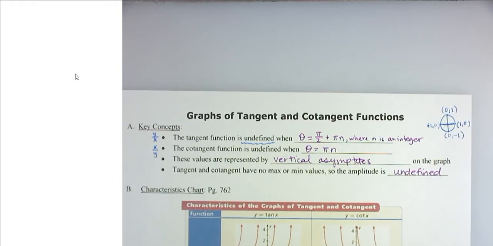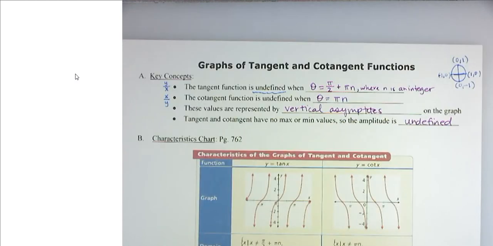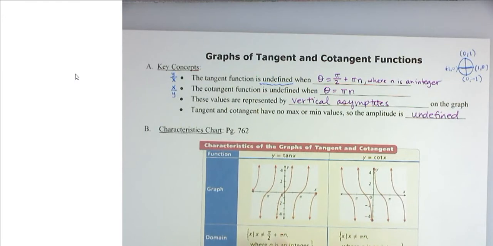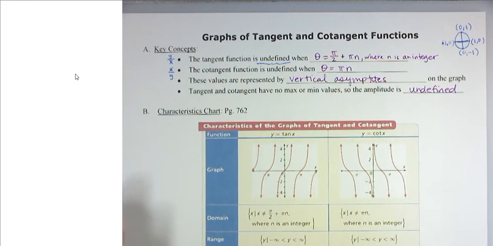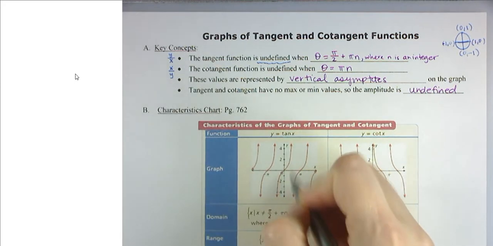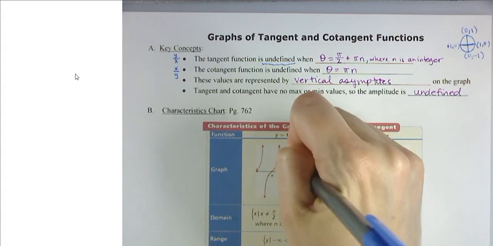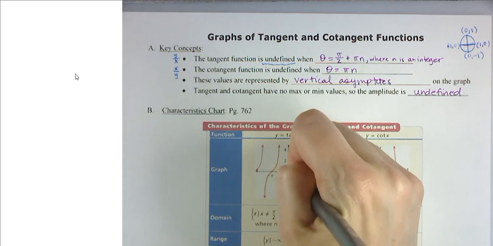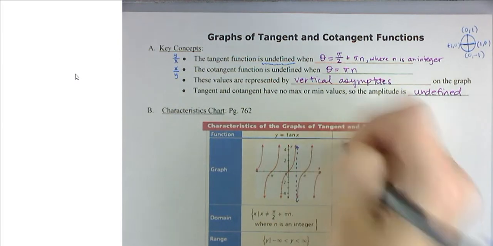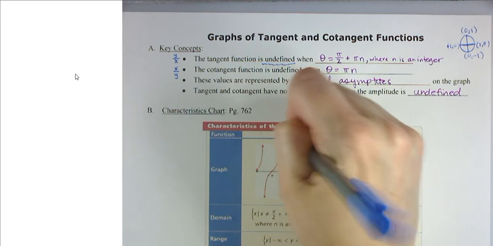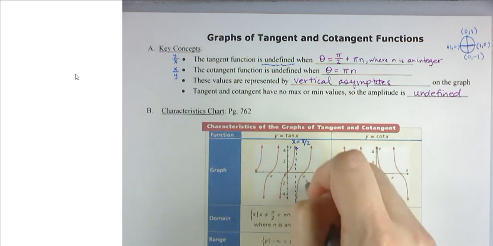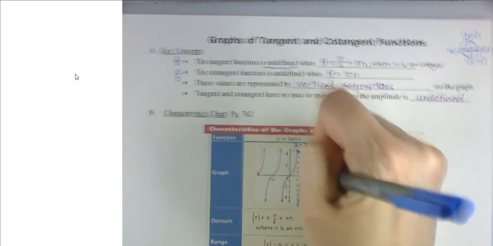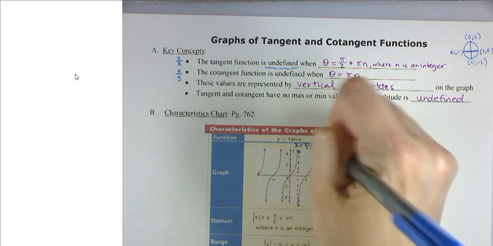Now on the graph, these are represented by vertical asymptotes, and because the tangent and cotangent go on forever, there is no amplitude. We say the amplitude is undefined. You can't see the asymptotes in here, just like we did before when we were doing log functions. Your asymptotes are going to occur here, so this is at pi over 2. It would be x equals pi over 2 here, and then they keep occurring every pi units. So the next one would be at x equals 3 pi over 2, and then that would continue.